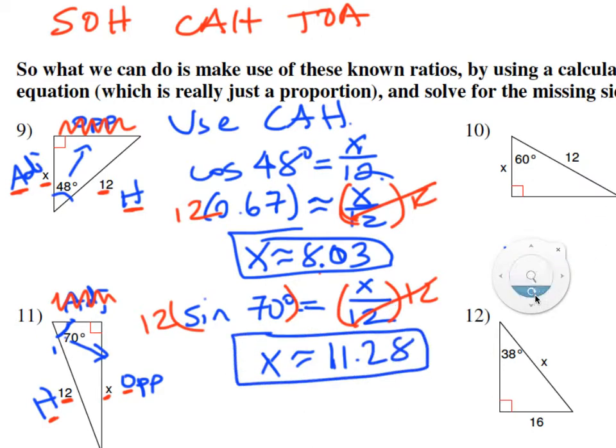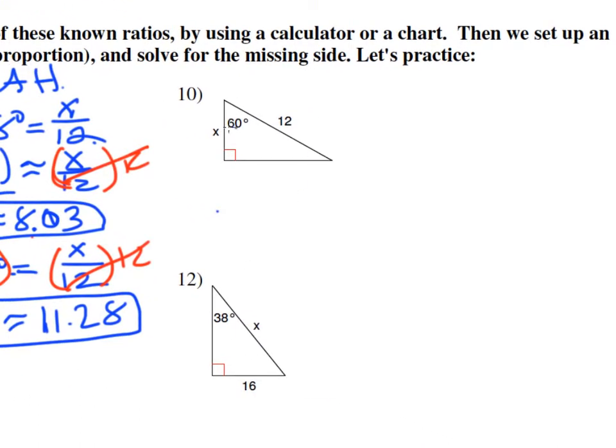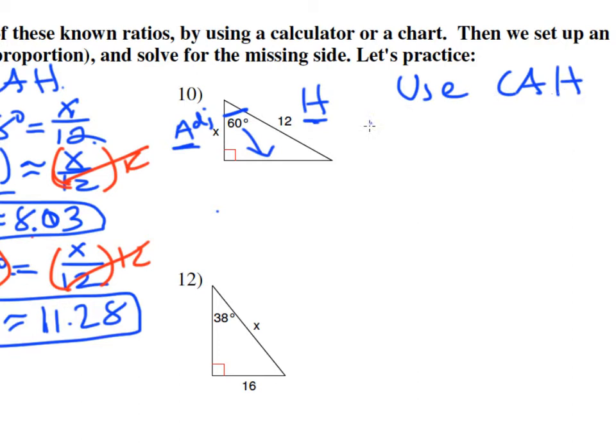All right, let's take a look here at number 10. Again, we have 60 degrees. We're not using the opposite. We are using the adjacent, and we are using the hypotenuse. We're using A and H. Again, think about which one uses A and H. That is cosine. So we're going to use cosine.